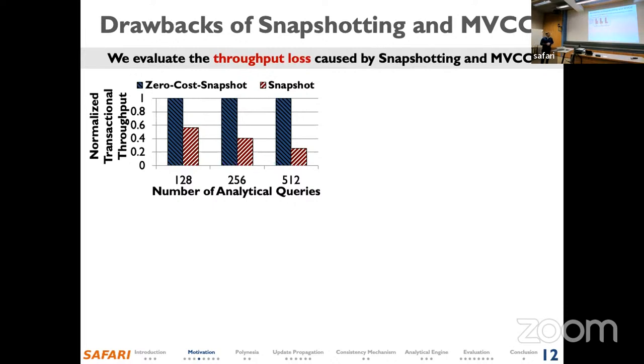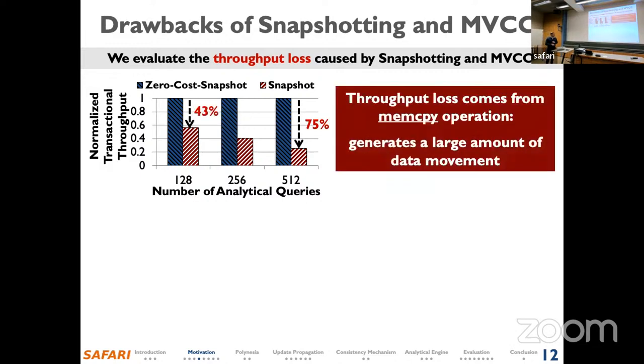First, we're going to talk about the drawbacks of snapshotting. In this plot, on the x-axis we have the HTAP system with a varying number of analytical queries, and on the y-axis the transactional throughput that the system can achieve. We evaluate two systems: an ideal system where snapshotting has zero cost, and a system with the cost of doing the snapshotting itself. We see that there is a throughput loss when you do snapshotting in the system.